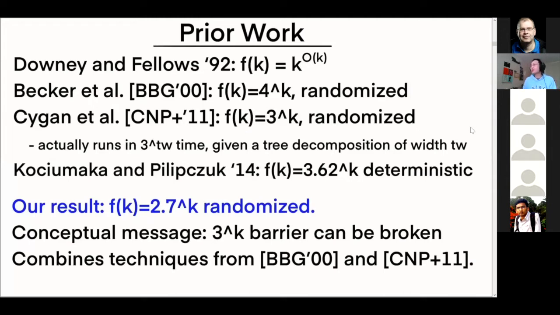So our main technique is that we combine ideas from the random sampling algorithm due to Becker et al. and the cut-and-count method due to Cygan et al. So keep in mind again the fact that the cut-and-count algorithm actually runs in time 3 to the treewidth. We'll be using that later on. So any questions so far?